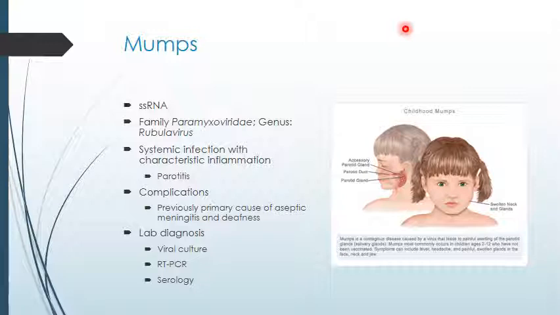Testicular inflammation occurs in anywhere between 20 and 50% of males, post-puberty aged males. And this is significant because this inflammation can lead to infertility. Ovarian inflammation in only about 5% of post-puberty aged females. So that's a relatively low percentage. Deafness, however, 1 in 20,000 cases. So that's not insignificant considering how infectious this particular virus is.